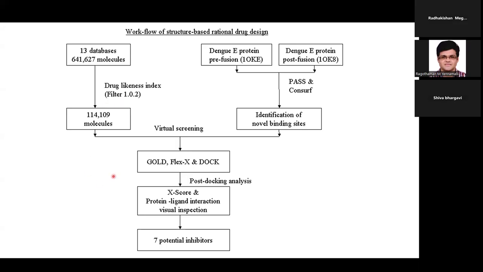Then we did virtual screening of these molecules in 3 different tools: Gold, FlexX, and Dock. And we did a post-docking analysis using X-score, which is an independent scoring function. And we inspected each of those top-ranking lists visually, and then we identified about 7 potential inhibitors.